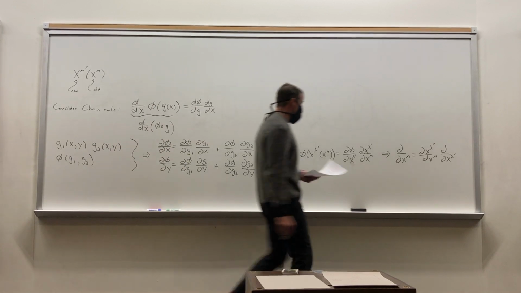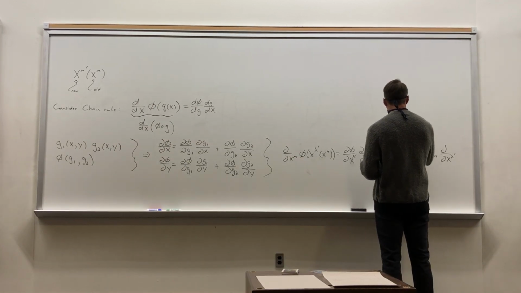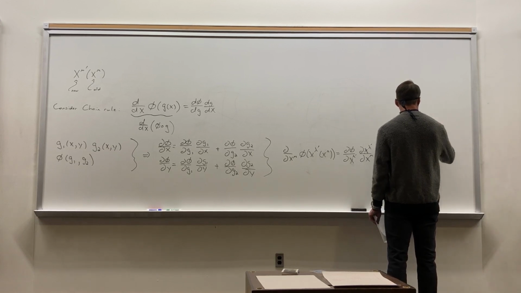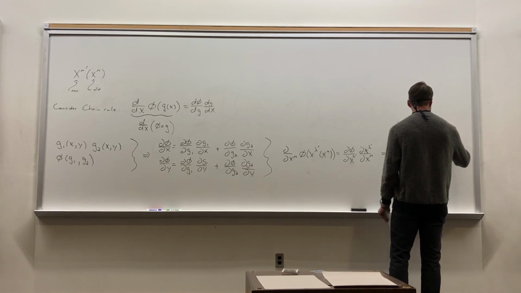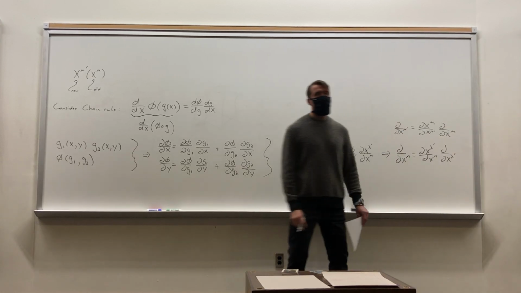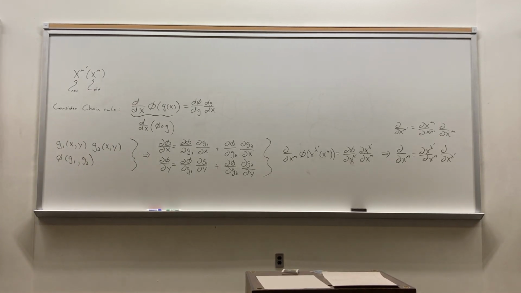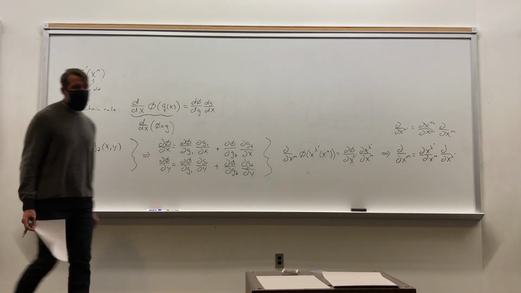Or if you prefer, we can get d by dx mu prime is dx mu prime d by dx mu. It doesn't matter either way. You can go from mu to mu prime or mu prime to mu. What did we just discover?